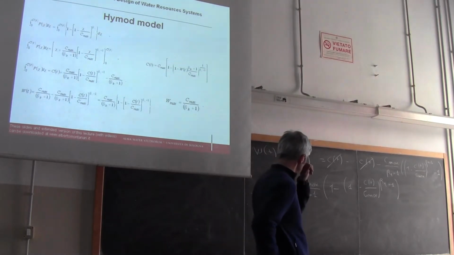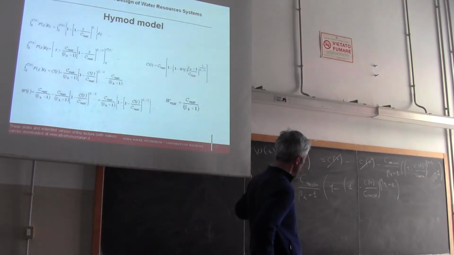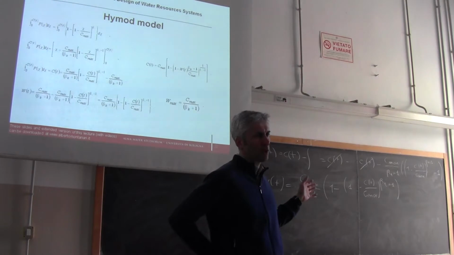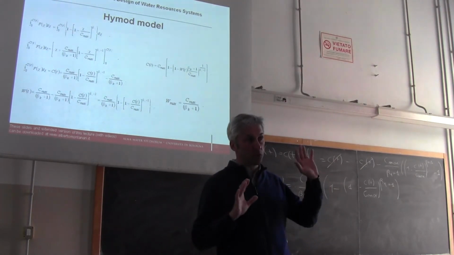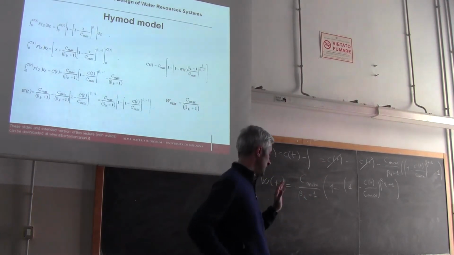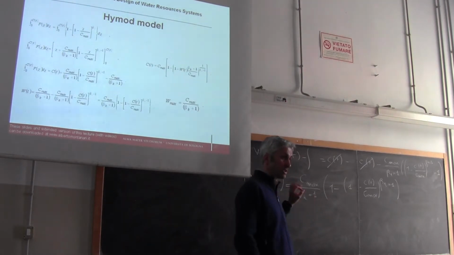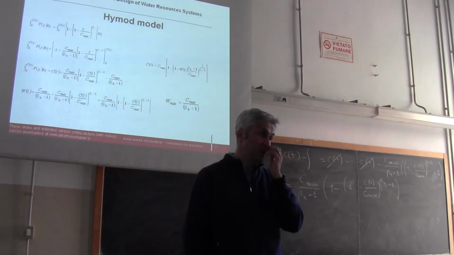And before we stop, I just wanted to make a final consideration. This relationship is quite, it's not complicated. If you compare it with the linear reservoir, it's something that looks more or less as complicated. It's not more complicated. The only thing is that we need to specify the value of two constants here, which are Cmax and beta k plus 1. And these are model parameters.